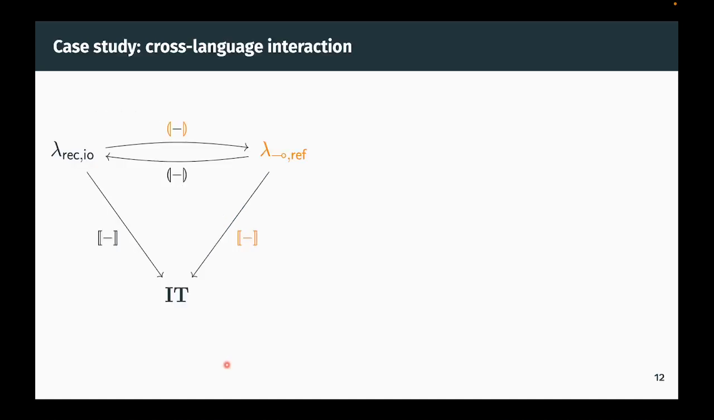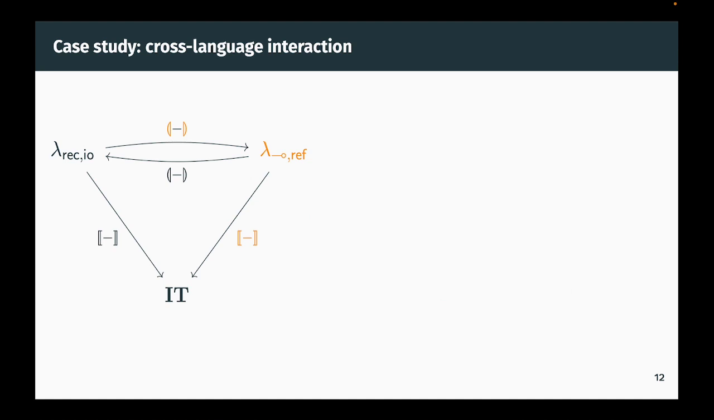All right, so now we can finally put all these components together in one of the case studies that we did. This is a case study about cross-language interaction, which I think showcases the nice thing about domain theory and the nice thing about the modularity that we did. The setup of this case study is as follows.